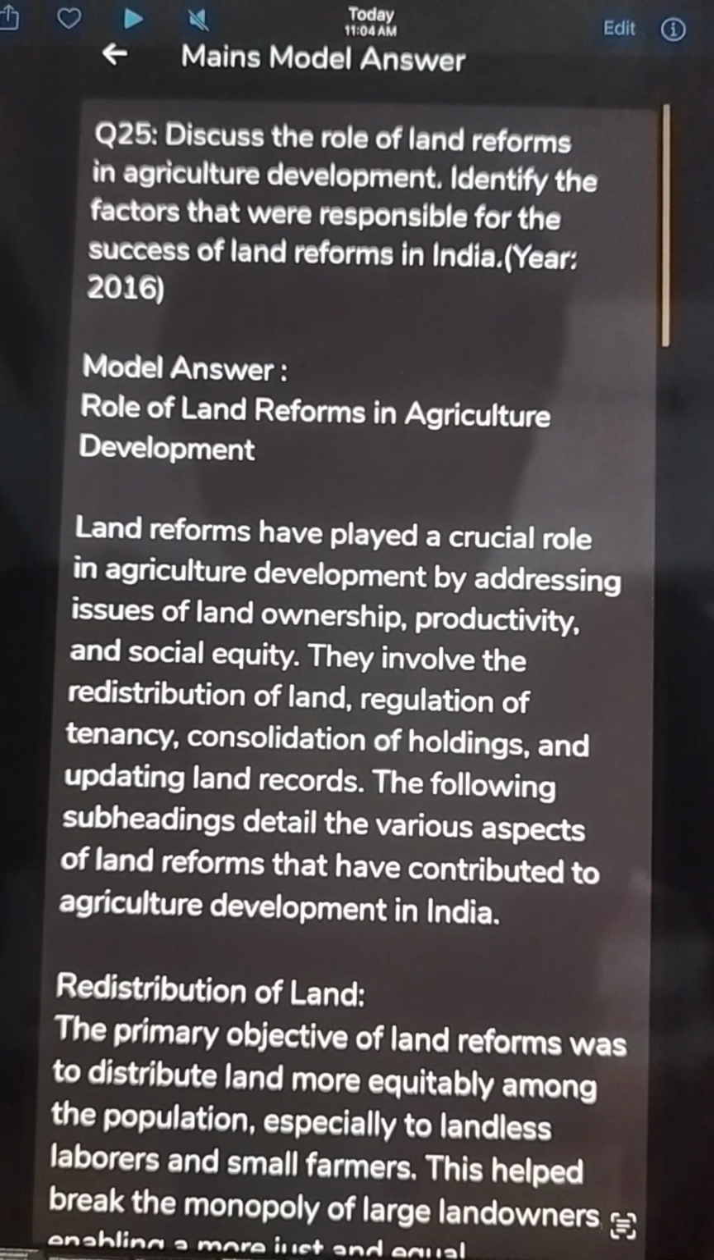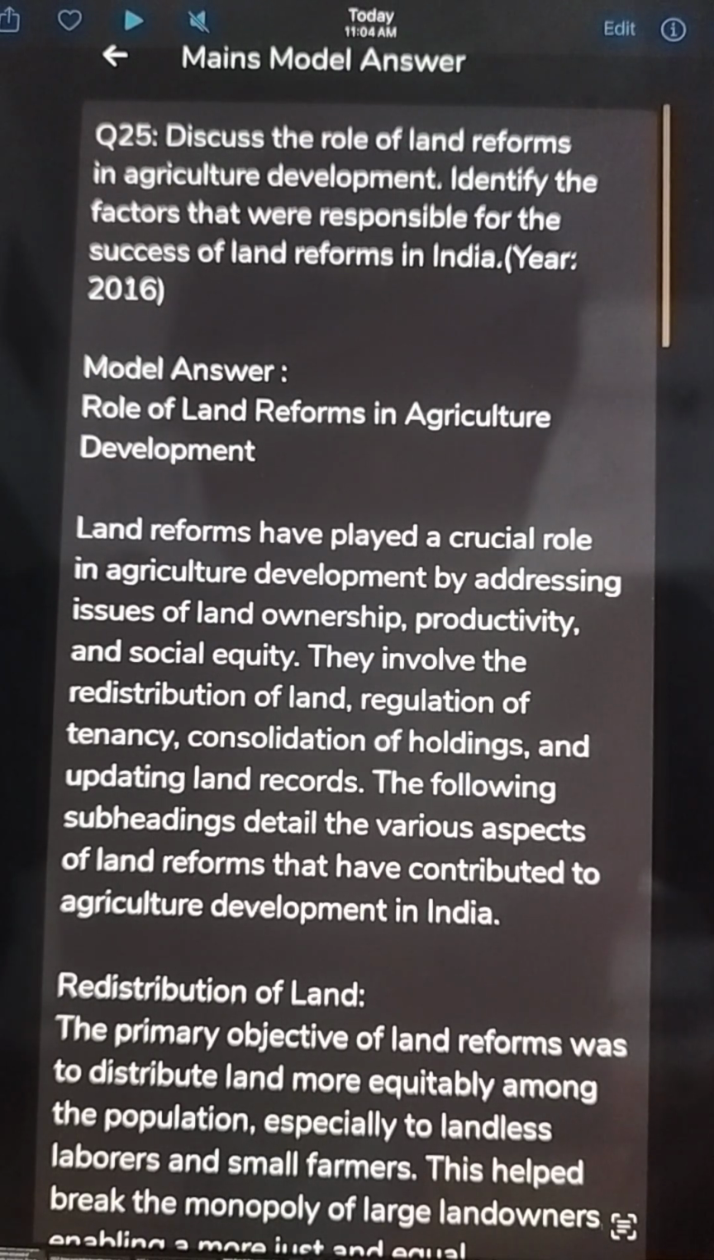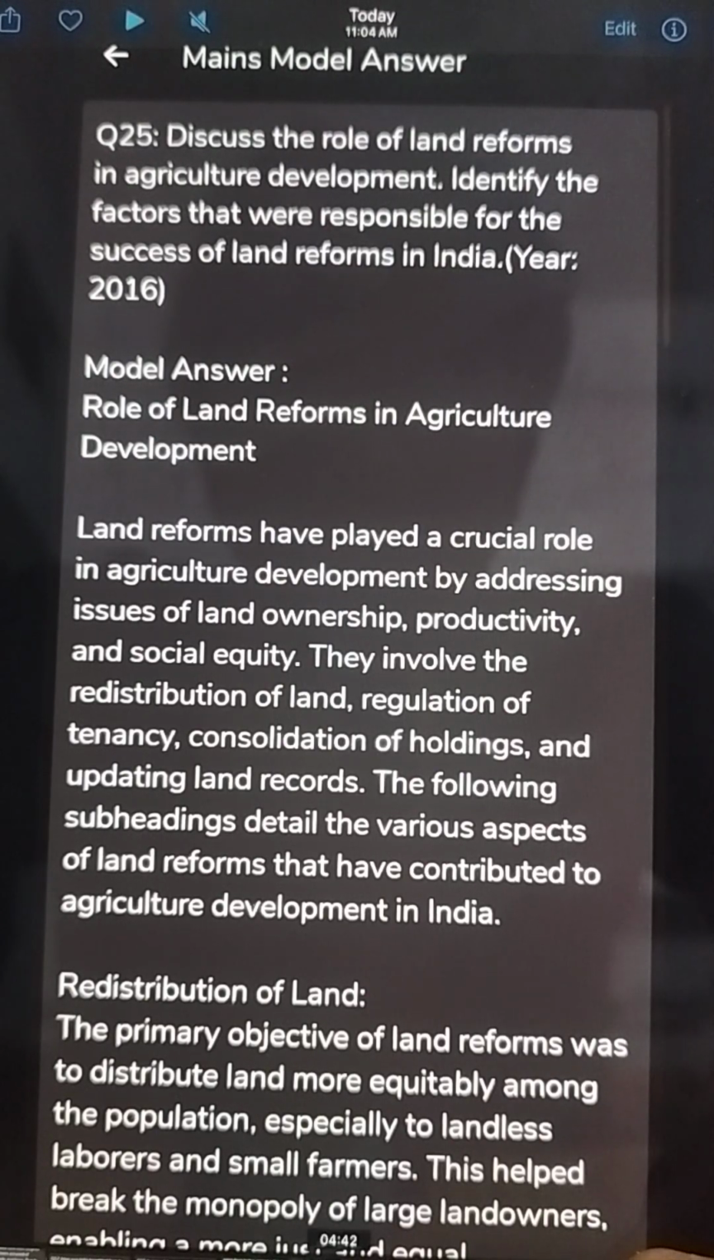social equity. They involve the redistribution of land, regulation of tenancy, consolidation of holdings, and updating land records. The following are the subheadings that detail the various aspects of land reforms that have contributed to agriculture development in India. Then first is redistribution of land.